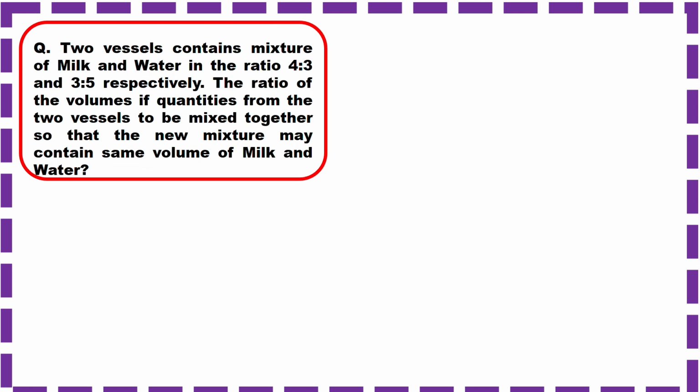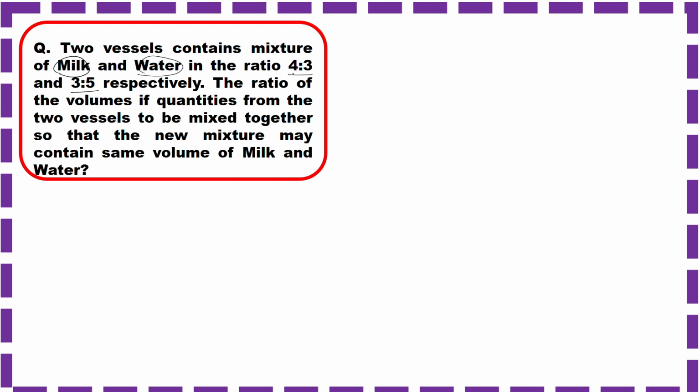Two vessels contain a mixture of milk and water in the ratio 4:3 and 3:5 respectively. In what ratio of volumes must quantities from the two vessels be mixed together so that the new mixture may contain the same volume of milk and water? So here what do we have? We can follow the same method as in the previous question. Either take the value of milk or take the value of water.